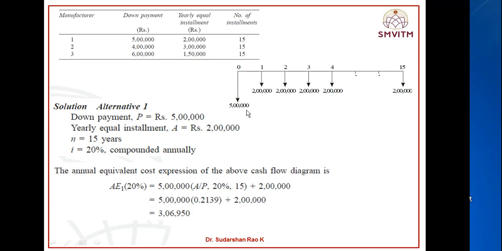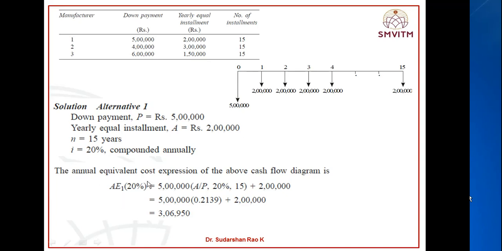The present worth should be converted to the annual worth. The down payment of 5 lakh rupees is a present amount, and the 2 lakh rupees is an annuity only. So we have to add these. All these are costs, therefore we can consider the positive sign only. Down payment 5 lakh rupees, yearly installment 2 lakh, 15 years, 20%.